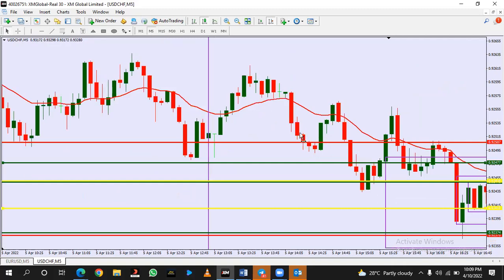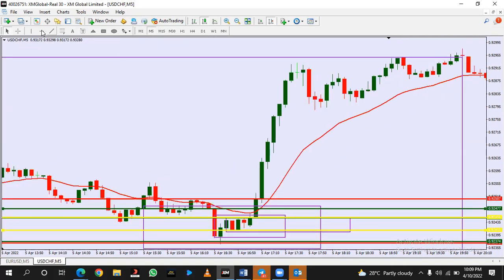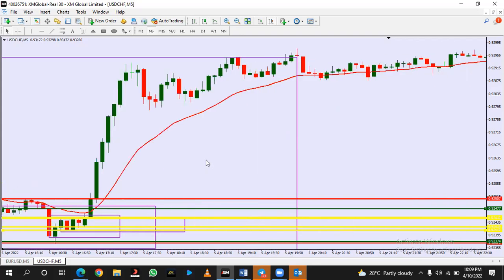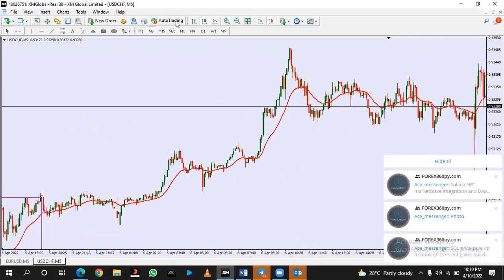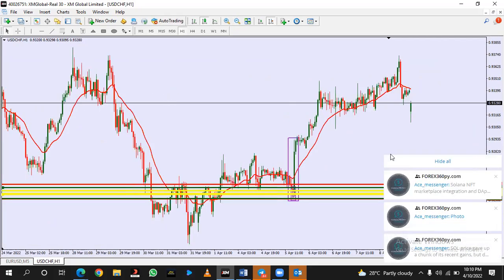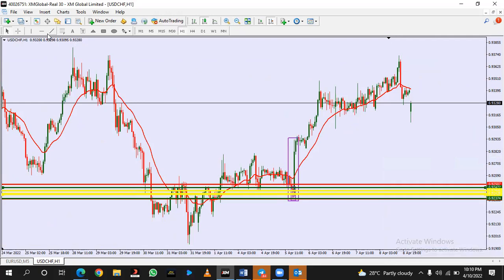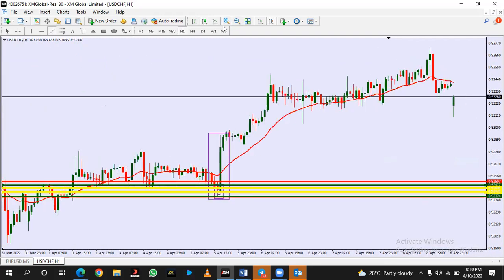Now we'll come to 5 minutes. Can you now see how small it has become? You can use this point and this particular low here as our order block. Do we see it now? Now, if I go back to the 1 hour time frame, this is an area of order block, this is another area of order block, and this particular point is another area of order block.